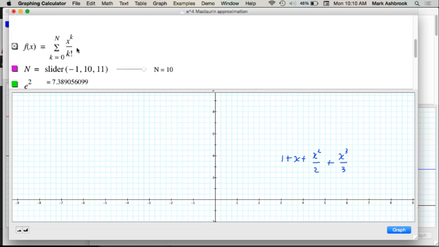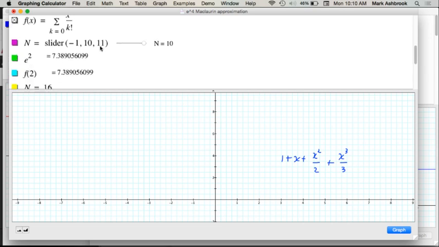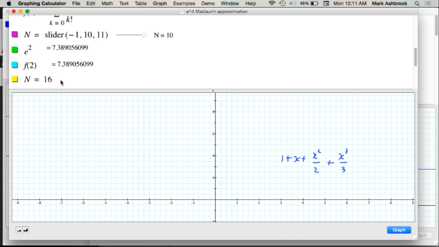n equals 16 means 17 terms. A polynomial with 17 terms, or of 16th degree. It knows that it's got its approximation of e squared to that many decimal places, and it just stops. And it says, here you go, here's your e squared.